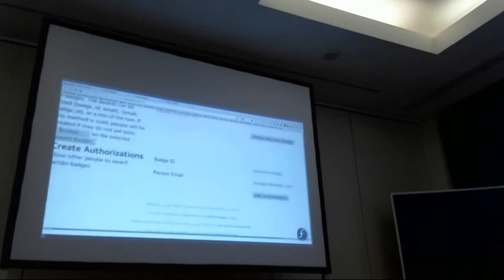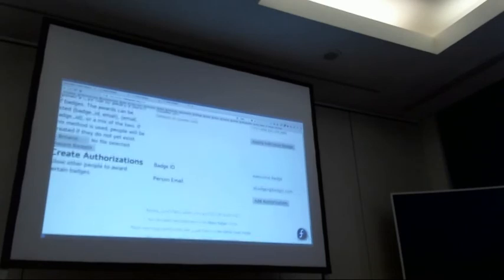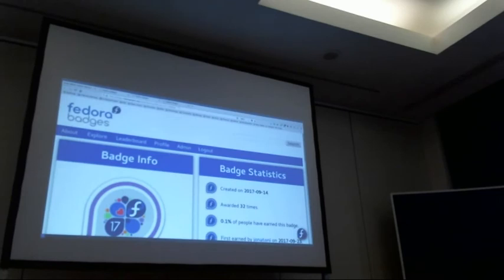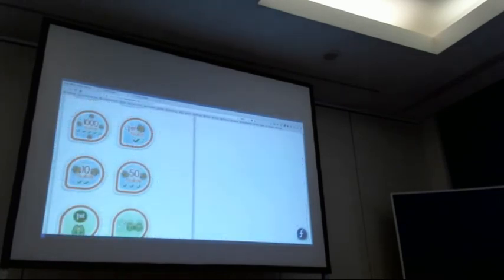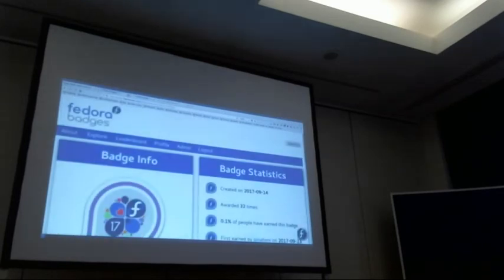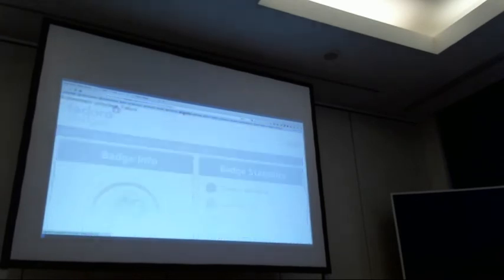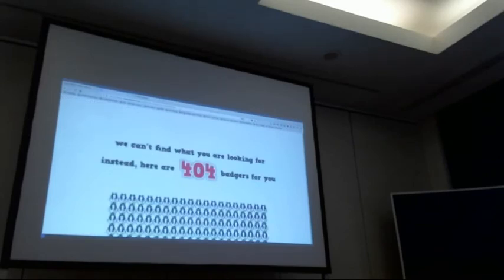Oh, why can't I zoom down? So you create an authorization. So the badge ID is that, and this is mentioned in the documentation. Oh, I closed it. So it's that string in the URL, that's the badge ID that Tahrir recognizes as the, oh, it's Women's Day. I'm glad I checked.